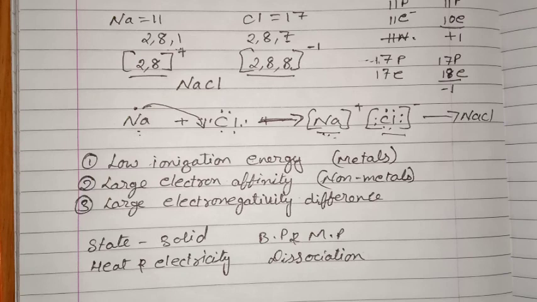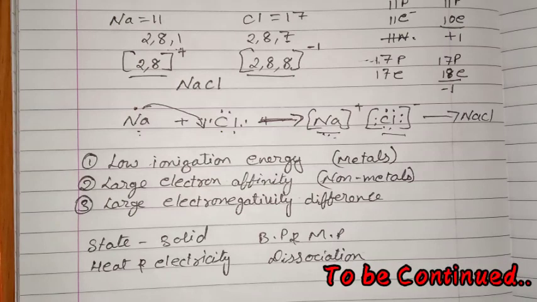Volatility means they do not vaporize, because of the strong intermolecular force of attraction between them. And another thing is the rate of reaction, which is very high in the case of the electrovalent bond. Then next we are going to study the covalent bond.